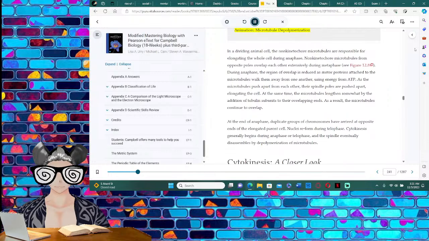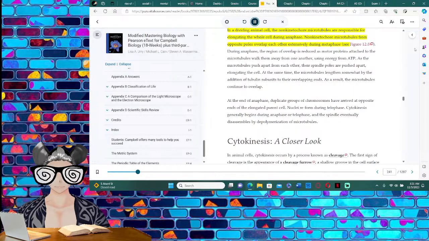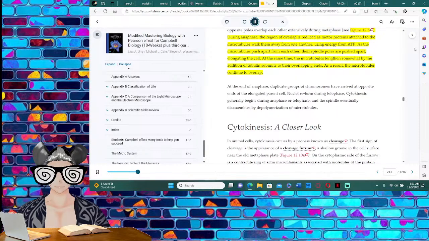Animation, microtubule depolymerization. In a dividing animal cell, the non-kinetochore microtubules are responsible for elongating the whole cell during anaphase. Non-kinetochore microtubules from opposite poles overlap each other extensively during metaphase, see Figure 12.8. During anaphase, the region of overlap is reduced as motor proteins attached to the microtubules walk them away from one another, using energy from ATP. As the microtubules push apart from each other, their spindle poles are pushed apart, elongating the cell.